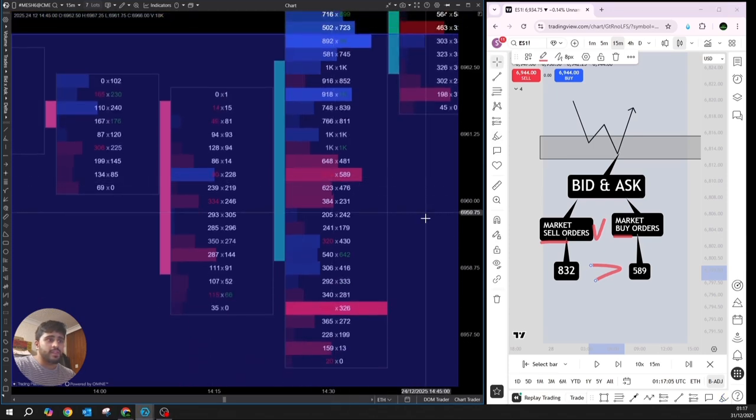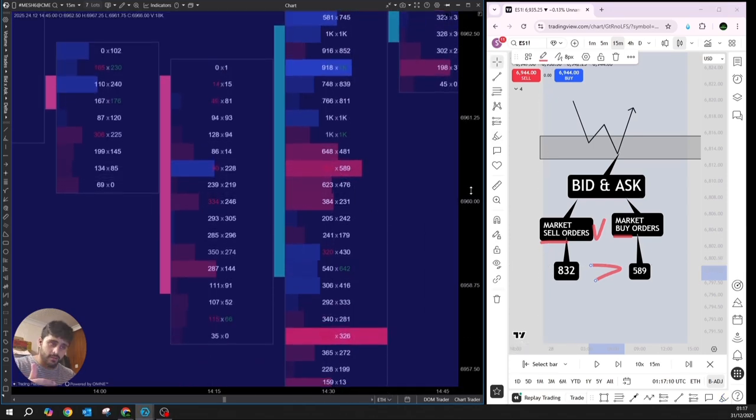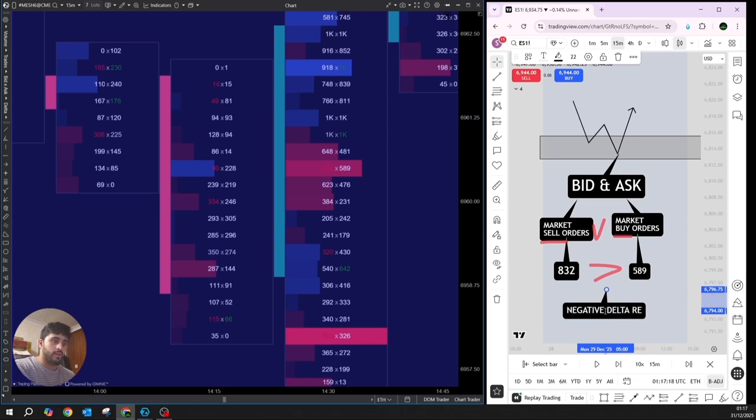Now, this same theme, the reason why it's highlighted in red is because the delta is red, right? The delta is basically the ask minus the bid. So here we have a negative delta. So negative delta equals red, and positive delta equals blue, right? And that's what we see over here, blue delta.